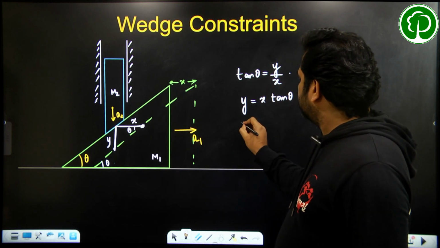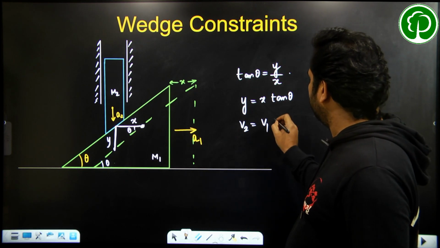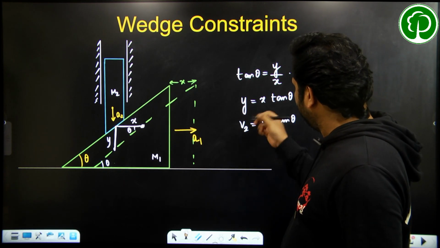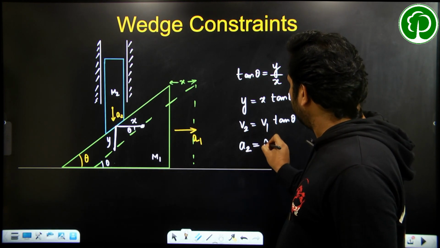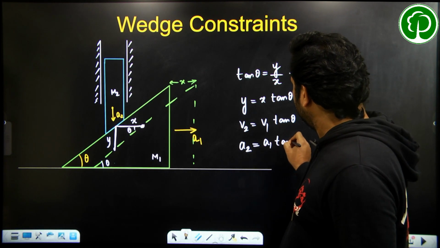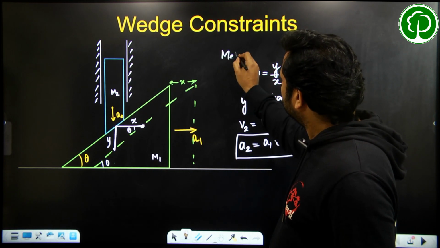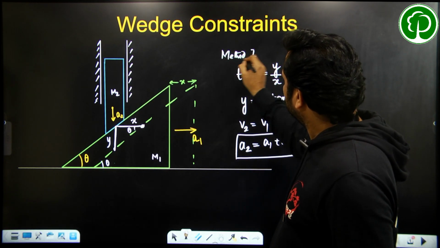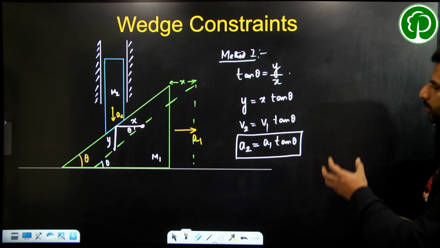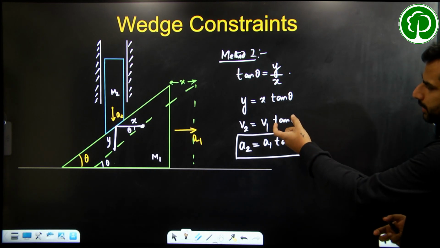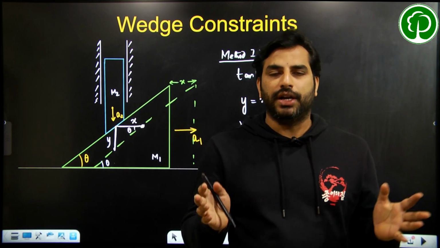If you differentiate this, dy by dt is equal to dx by dt, which is v1, the velocity of the wedge m1, into tan theta. If you differentiate again, because theta is constant, dv2 by dt, that is a2, is equal to dv1 by dt, that is a1, times tan theta. This is method 1. So this is the relation between x and y, and by differentiating and double differentiating, we can get the relation between a1 and a2.